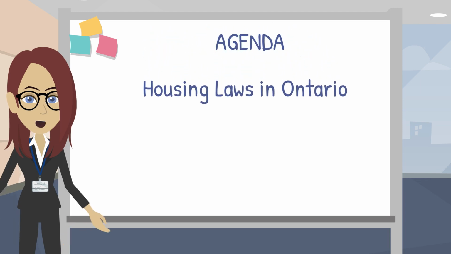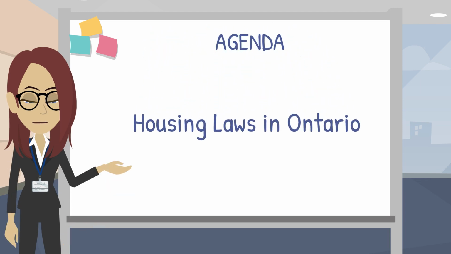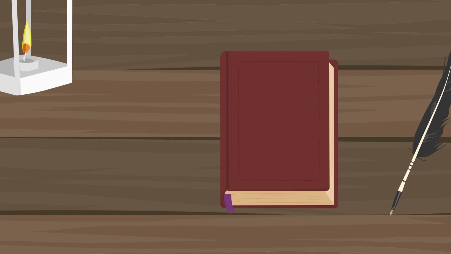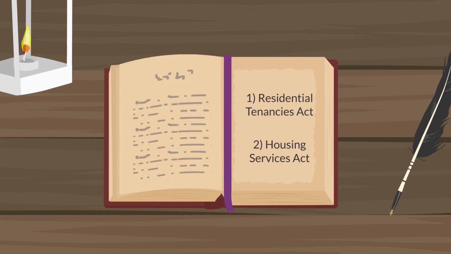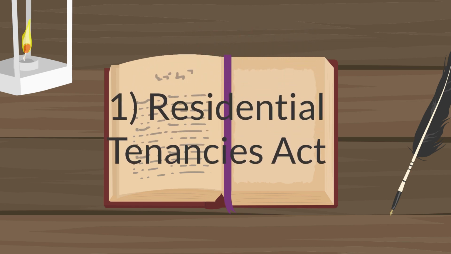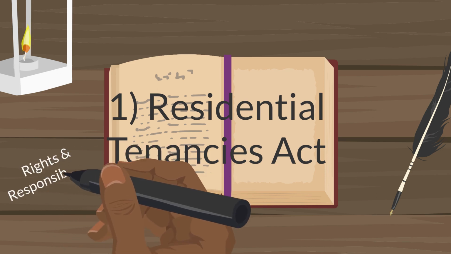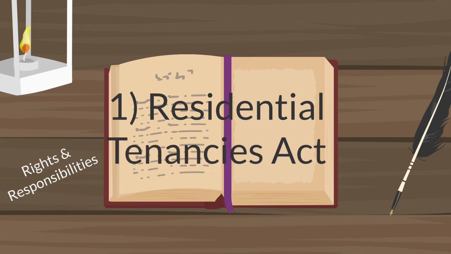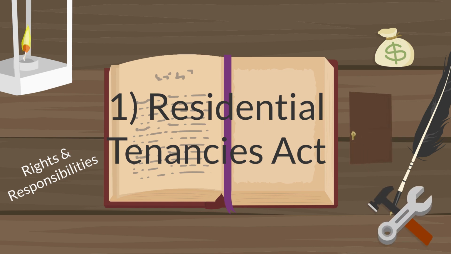Let's first start by taking a look at some of the laws that might apply to your clients. In Ontario, there are 2 key pieces of legislation which regulate housing issues. The first is the Residential Tenancies Act. This act describes landlords and tenants' rights and responsibilities. It also has rules that govern the relationship between a landlord and a tenant, including rules about things like rent increases, evictions, as well as maintenance and repairs.